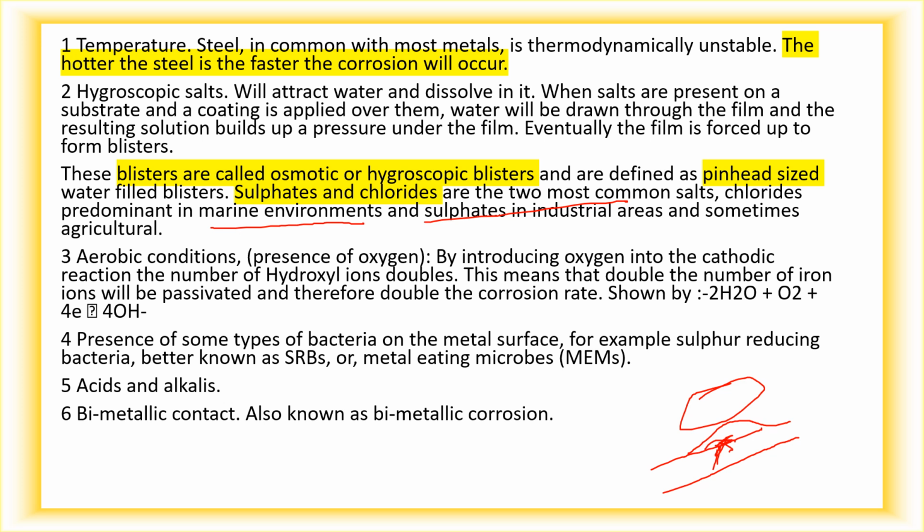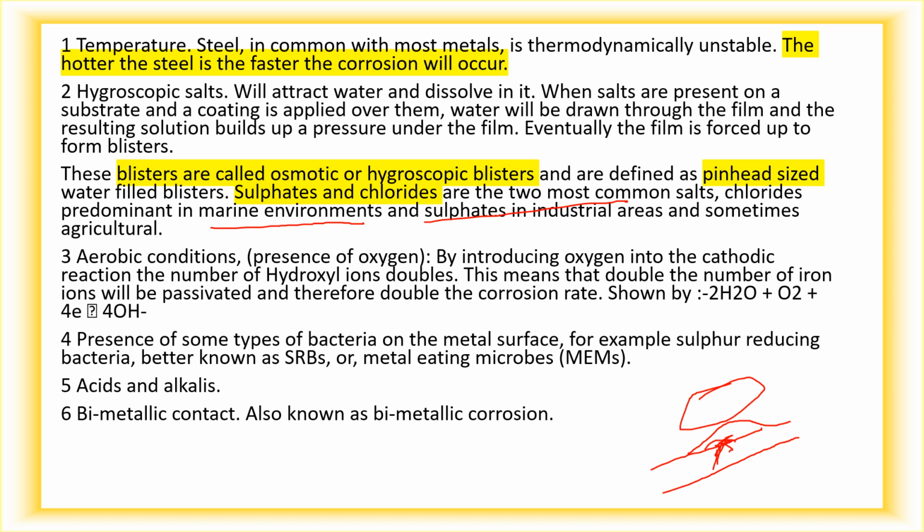Third is aerobic condition, the presence of oxygen. By introducing oxygen into the cathodic reaction, the number of hydroxyl ions doubles. That means double the number of ions will passivate, therefore double the corrosion rate. Fourth is the presence of some type of bacteria on the metal surface, for example sulfur reducing bacteria, better known as SRB, or metal eating microbes, MEM. And the fifth one is acids and alkalis, and the sixth one is bimetallic contact or bimetallic corrosion.